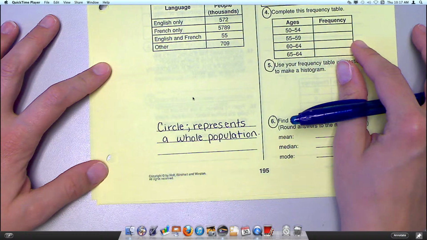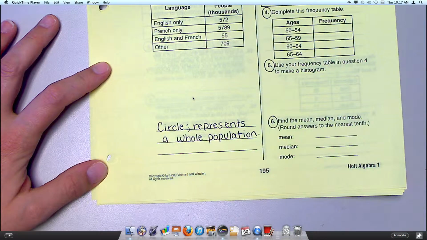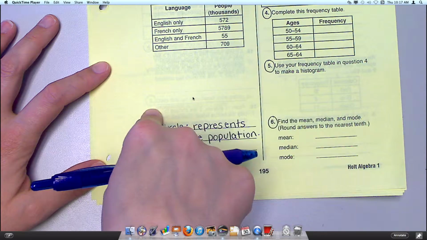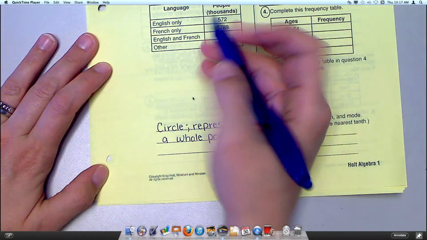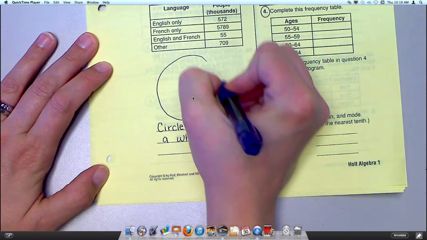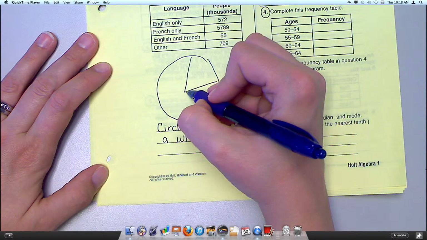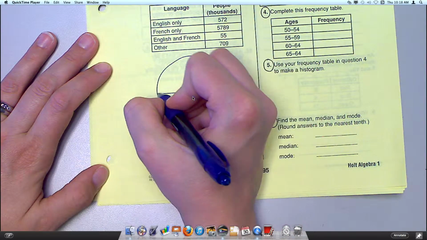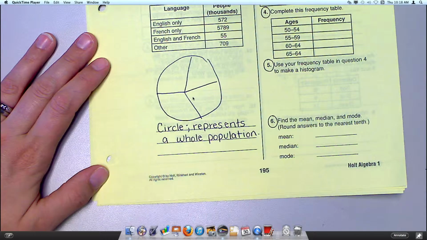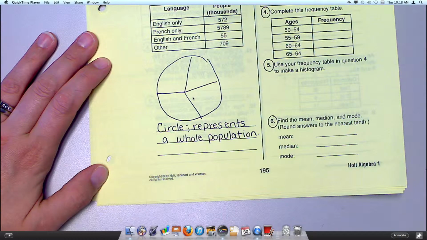Circle. I grossed everybody out with my nose blowing. I can't help it. Because this represents a whole population, I would want to see, and I'm just going to do kind of a sketch, like this is the whole population, this is the amount that speak English, this is the amount that speak French, this is the amount that speak English and French, and then this is the ones that speak other. Okay, by the way, those are totally not drawn to scale, I just made those up. I didn't even look at the numbers when I did them.